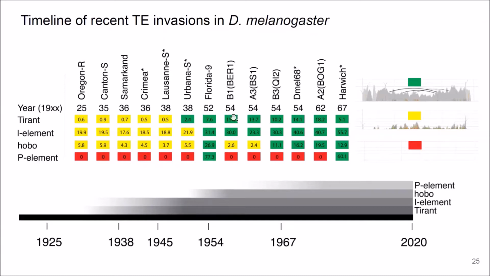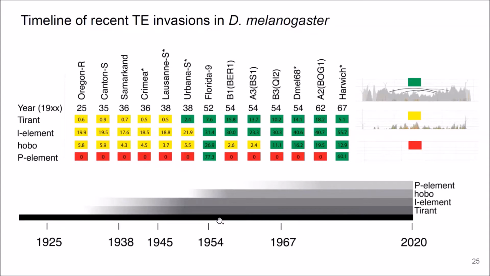But either way, the strains that we do have that are more reliable from 1954 show now that Tirant is always present, and the I element is always present as well. While hobo is present in some of them, but not in all, and the P element is not present in any of them. And then if we sample strains from the 1960s, at some point the P element shows up as well, but always hobo, the I element, and Tirant are all present.